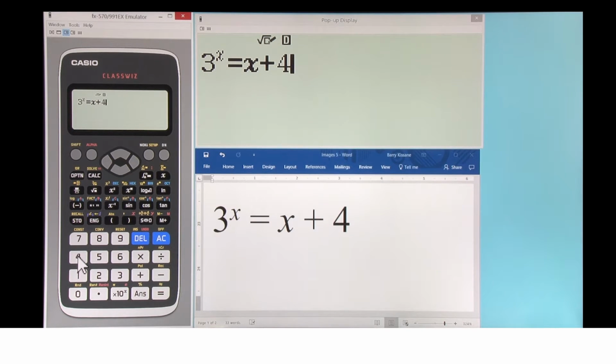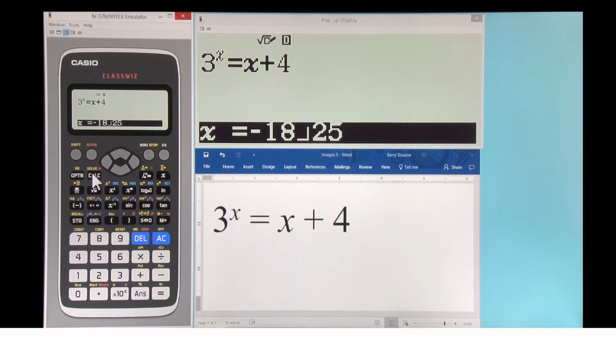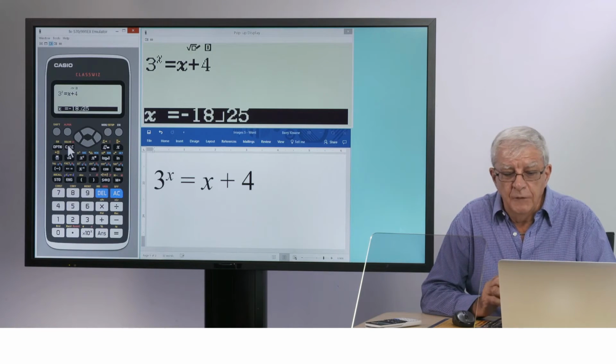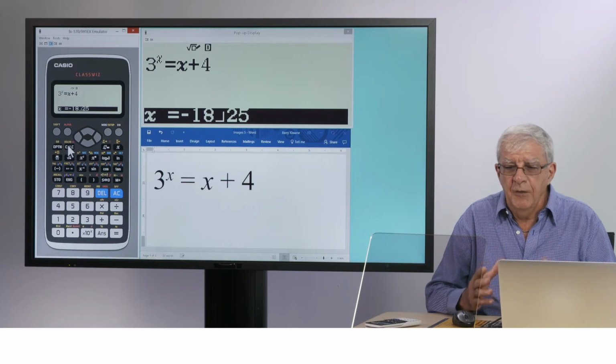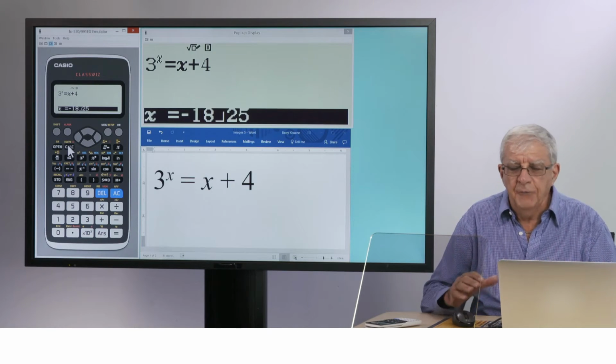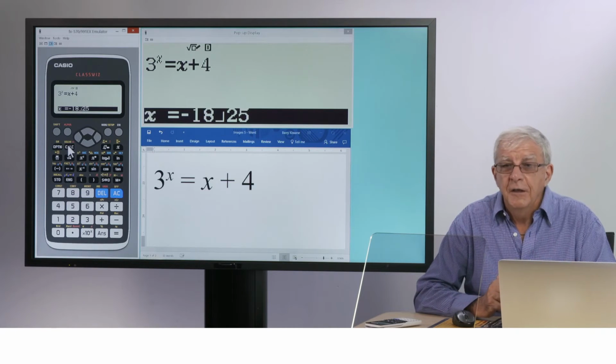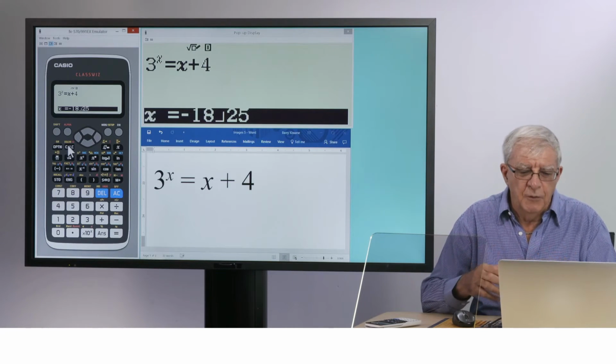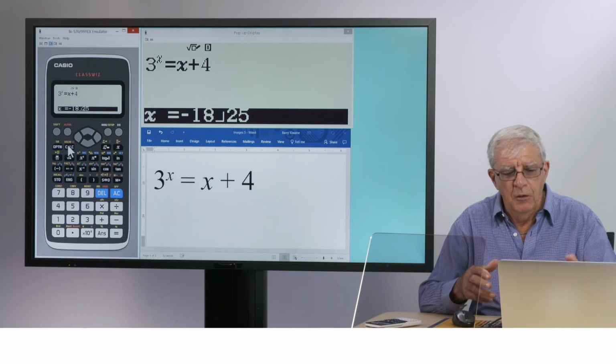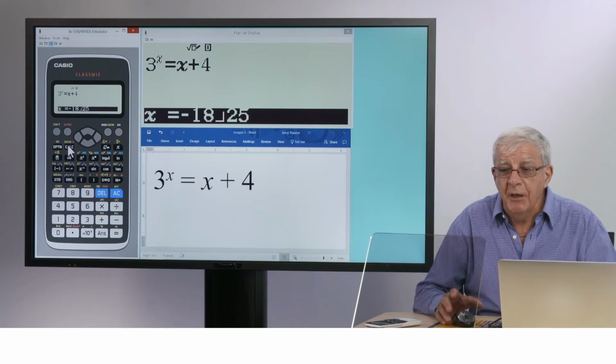And to solve the equation, we're going to use a solve command to give us a numerical solution. Here's the solve command over here. Tap shift and solve. And the ClassWiz shows the present value of x. That might or might not be a solution, but we have to make a guess. What's a guess for this equation? So if we think about it, 3 to the power 2 is about 9, 2 add 4 is about 6, so it's around about there somewhere.